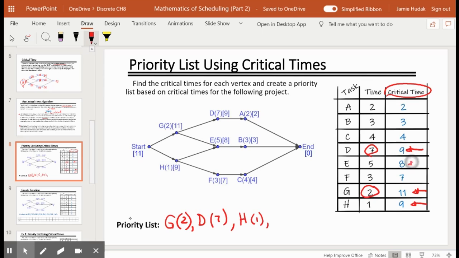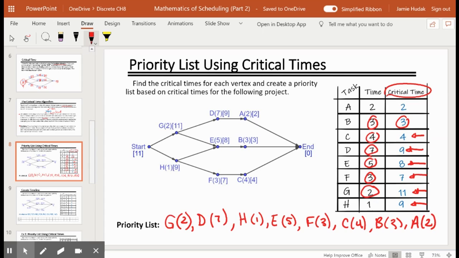The next critical time is 8. That's task E with 5 units of task time. Then we go to 7, task F with 3 units of task time. Next after 7 comes 4. So C4, B3, and A2. So that is our priority list, and that is the priority list that was made using critical times.